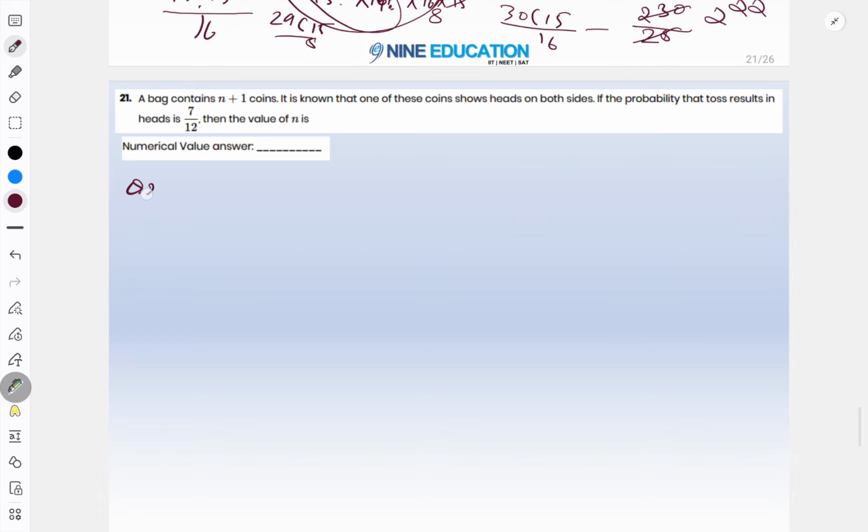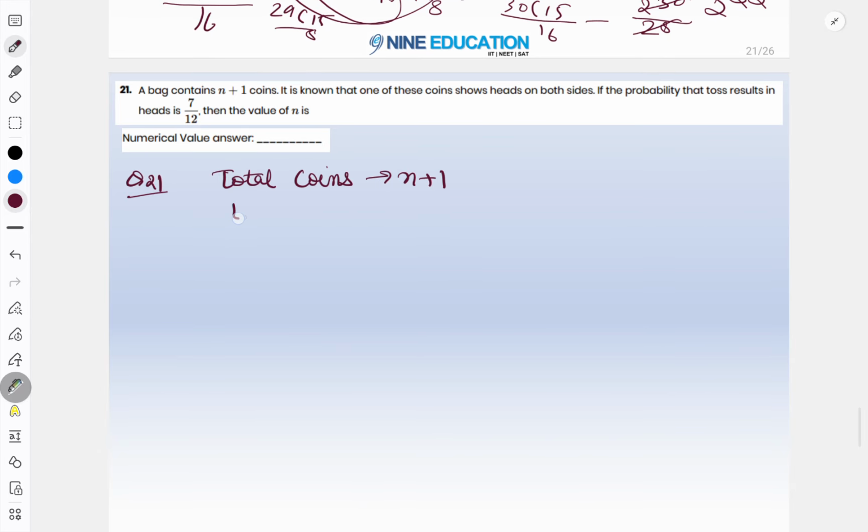A bag contains n plus 1 coins. Total coins n plus 1. Out of these, only one coin is biased. Biased means it shows heads on both sides, head on both.